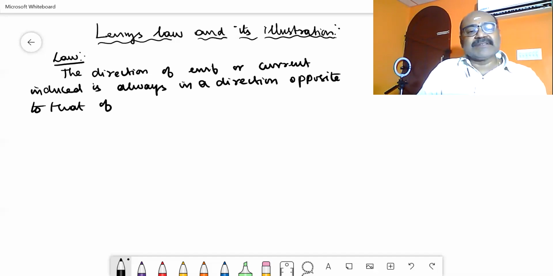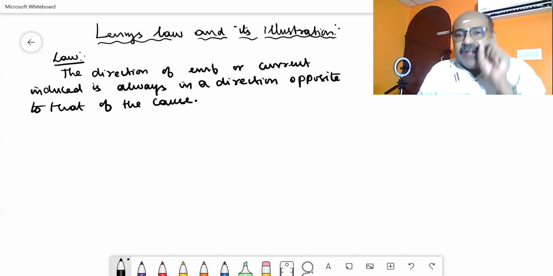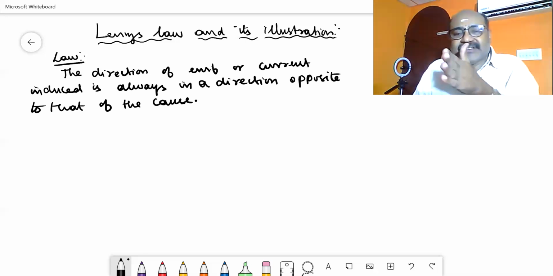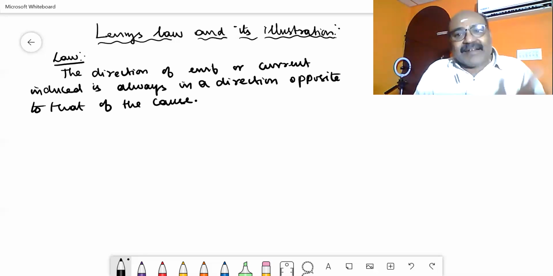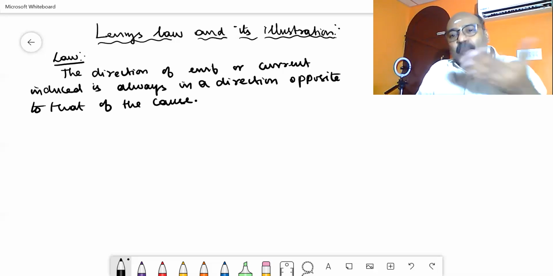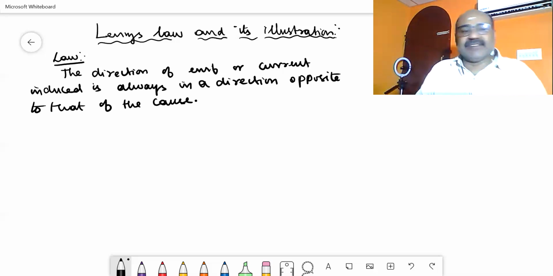Opposite to that of the cause. What is the cause for producing the induced EMF or current? The cause is change in magnetic flux. The direction in which the flux changes, opposite to that direction, the EMF or that current will be induced. That is, the induced current or EMF flows in a direction opposite to the direction in which the flux changes. So that we are considering as the law.